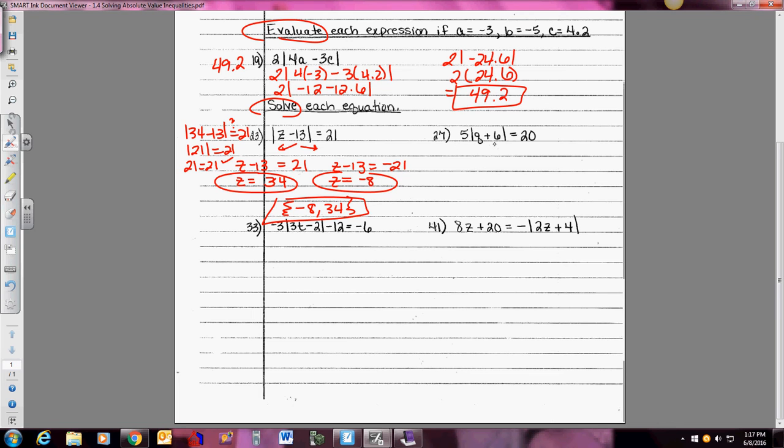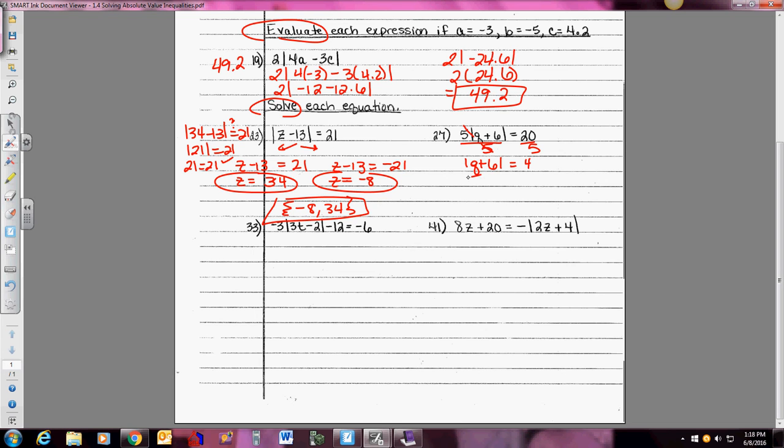27. 5 absolute value of q plus 6 equals 20. Step 1, are the absolute values alone? No, they're not. That 5's in the way, right? What's the 5 doing to the absolute values? Why is it in the way? What's the problem? It's being multiplied, right? How do we undo the 5? Divide. And what you do to one side, you have to do to the other side. So I'm left with absolute value of q plus 6 equals what's 20 divided by 5? 4.